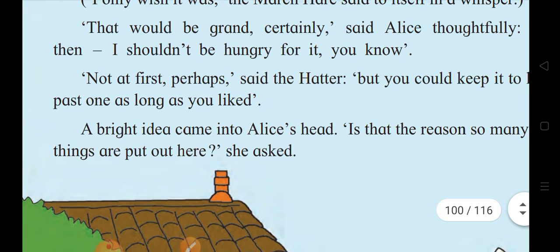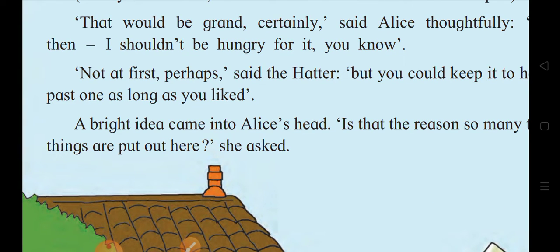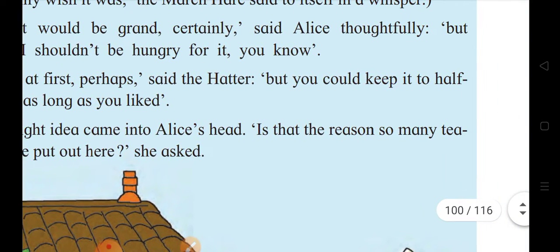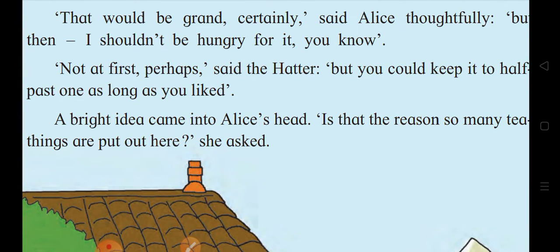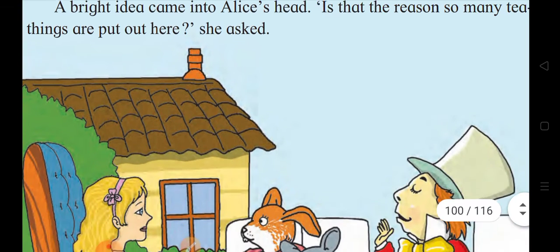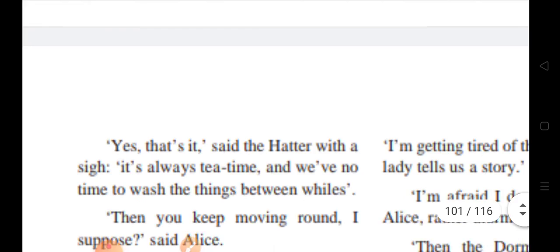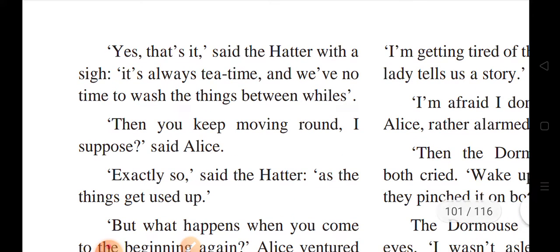A bright idea came into Alice's head. "Is that the reason so many tea things are put out here?" she asked. So she's saying that just because you can move the time like that, that is why so many things are put out here on the table. "Yes, that's it," said the Hatter with a sigh. Like that he's saying, yes, now you understood why it is so. "It's always tea time, and we've no time to wash the things between whiles."